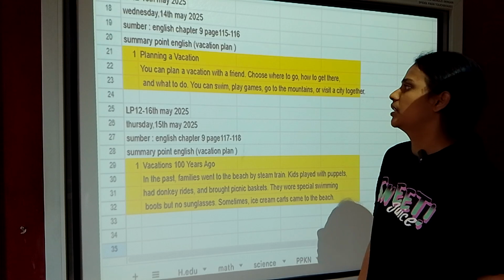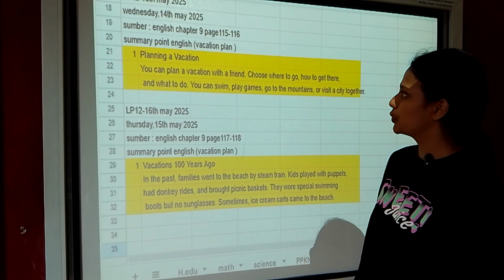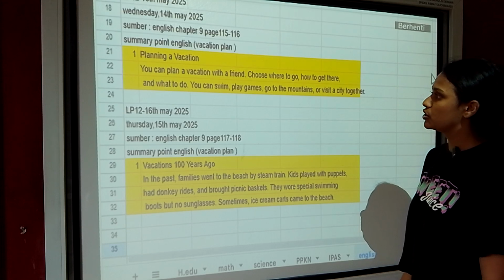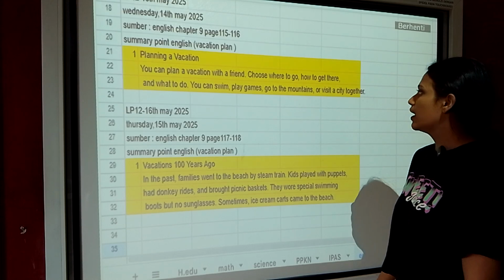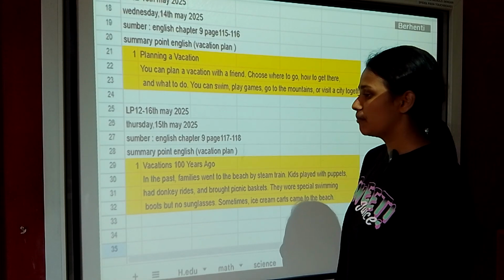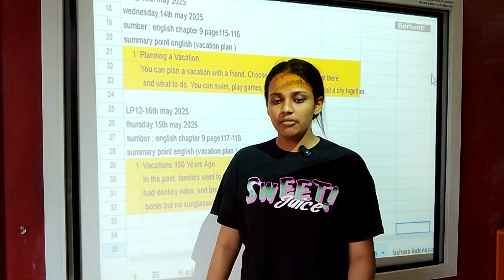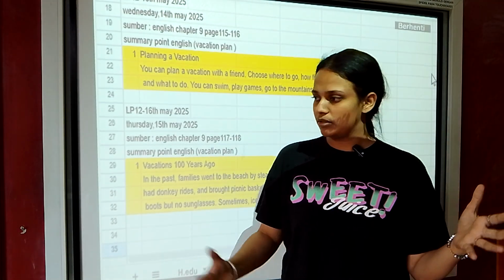Please explain this. Planning a trip application. You can plan a trip with a friend. Choose where to go, how to get there, and what to do. You can speak, play games, go to the Monday, and visit together. So you can plan the trip with your friend or family.